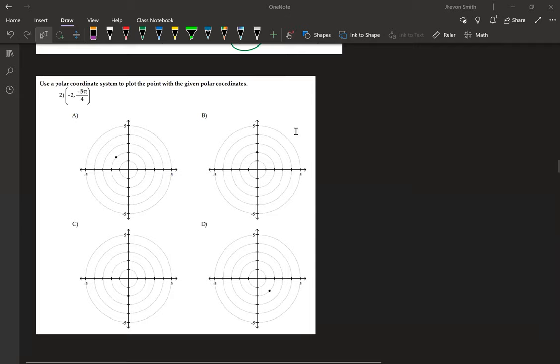Interesting. We have a 50-50 split between choice A and D. Oh, choice C just came in.